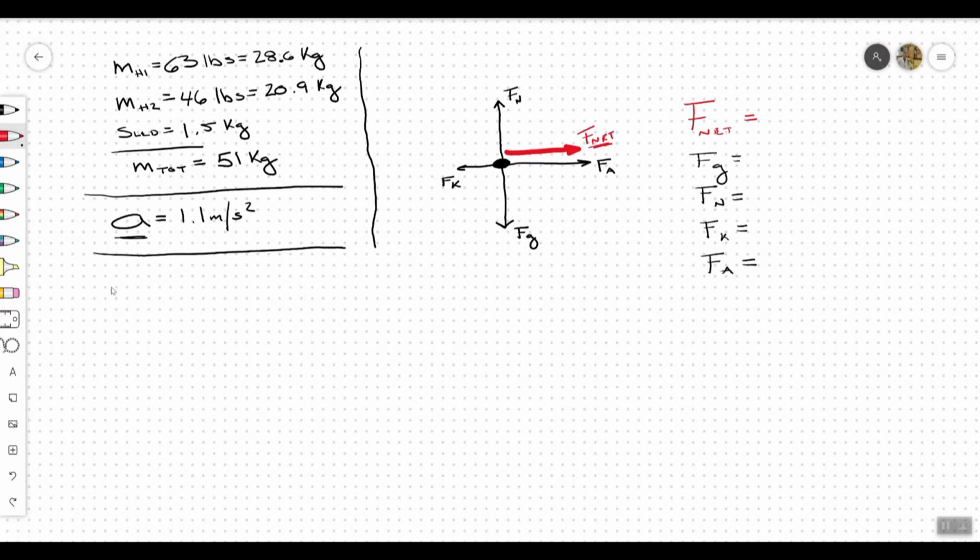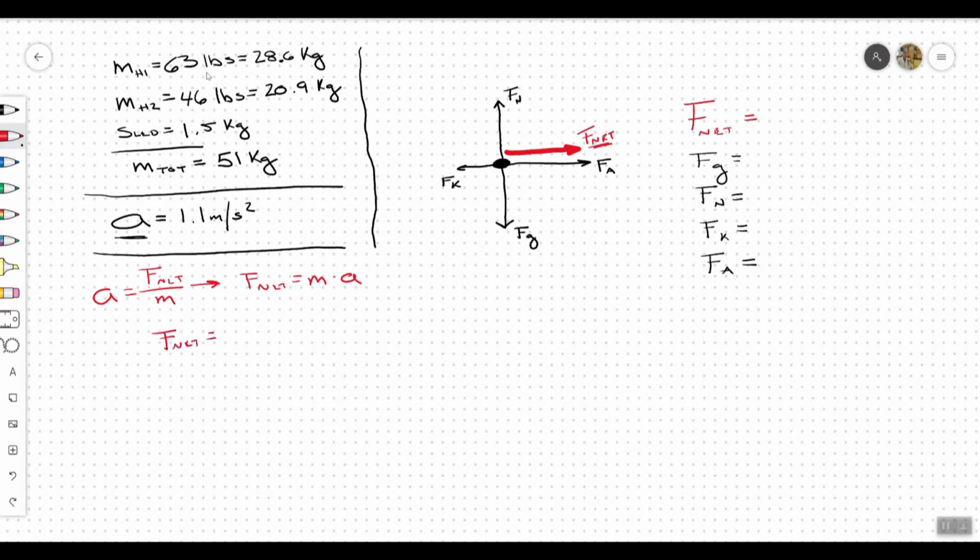We know Newton's second law is acceleration is equal to net force divided by mass. So then I can just rearrange that: force net equals mass times acceleration. So I have both of those numbers. So F net will just be equal to the total mass.